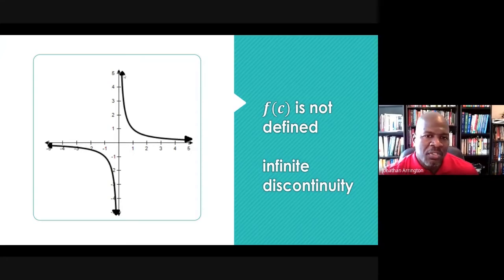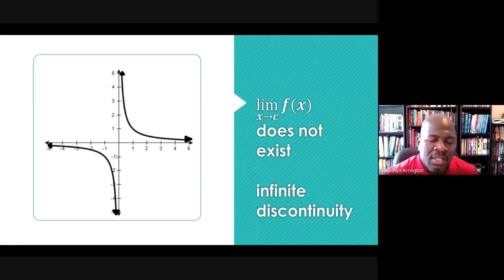So we have an infinite discontinuity when the graph is going to infinity or negative infinity from the left or the right as we approach the given value that we're trying to find. An infinite discontinuity is also a vertical asymptote, and an infinite discontinuity is another type of non-removable discontinuity. But again, you should be able to easily recognize it when you see the graph shooting to negative infinity or infinity as you're going to the value in which you're checking continuity.